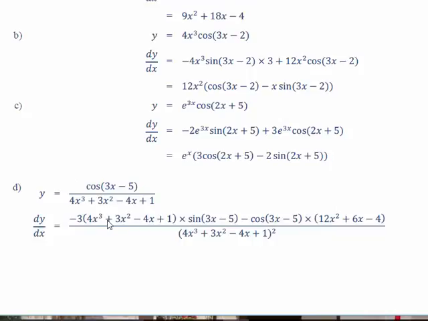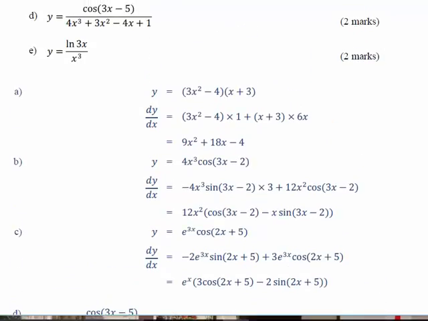So that gives us v du dx. The differential of cos is minus sine, and then we've got the 3x, which gives us a 3 there, minus u times dv dx, that's going to be 12x squared plus 6x minus 4, divided by v squared, which is the bracket there. And really there's not much we can do with that in terms of simplification, so I suggest you leave it like that.